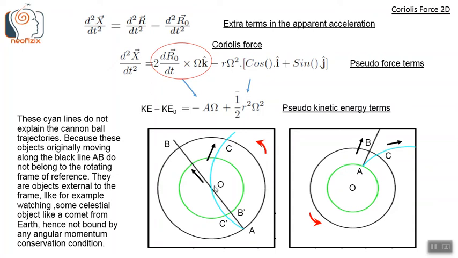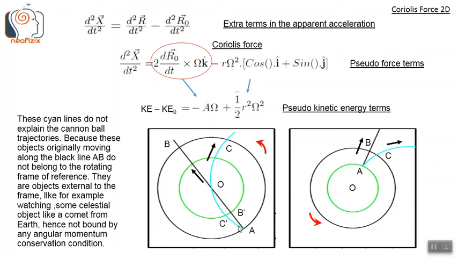And the second point is, by the time the black trajectory reaches point B prime here on this green inner circle, the cyan trajectory reaches point C prime. But we can note that the C prime point is situated to the left side of B prime. And this is not like the cannonball trajectories. This cyan line actually does not represent the cannonball trajectories.